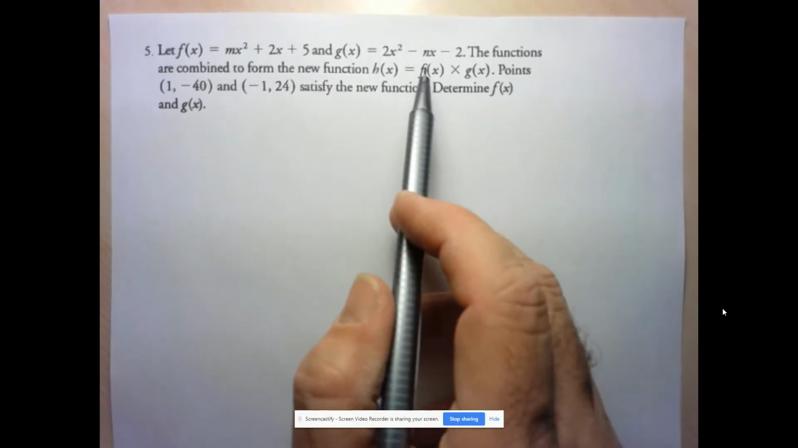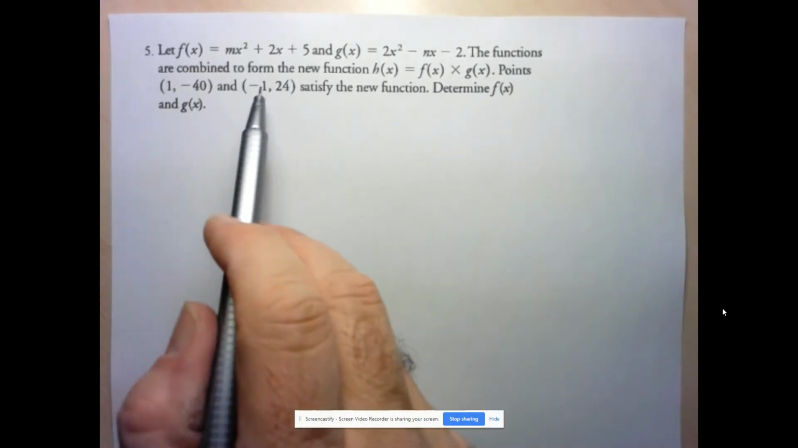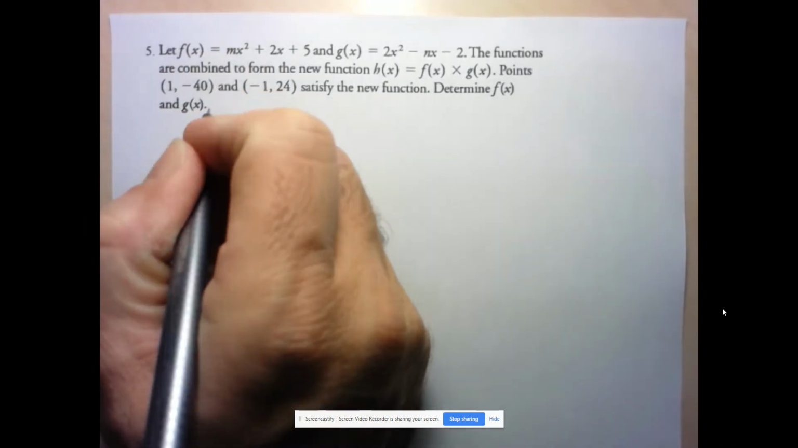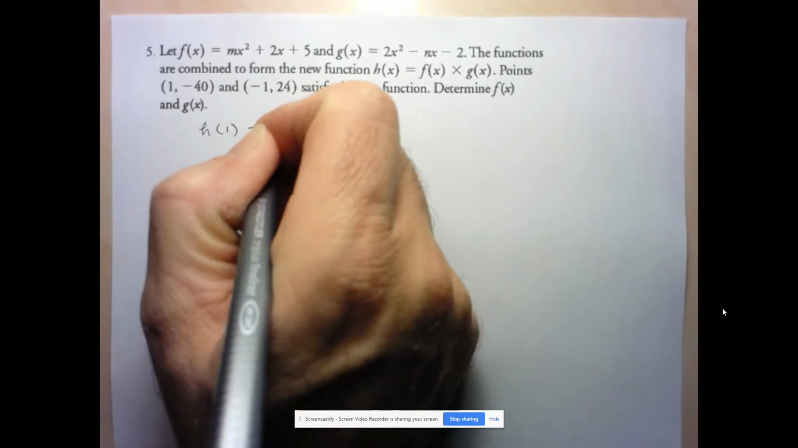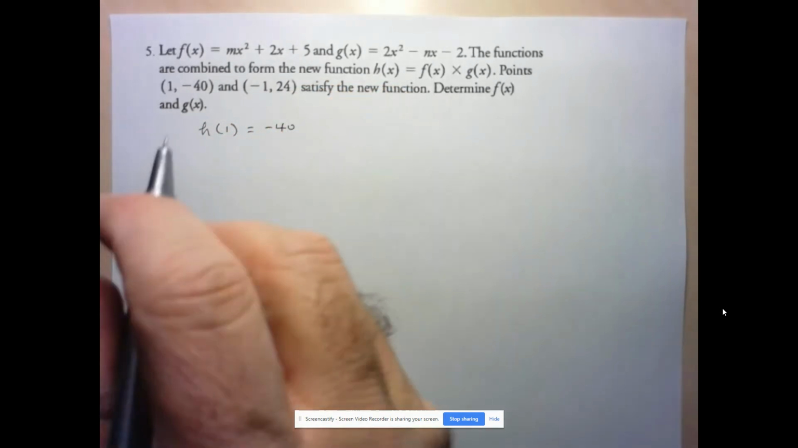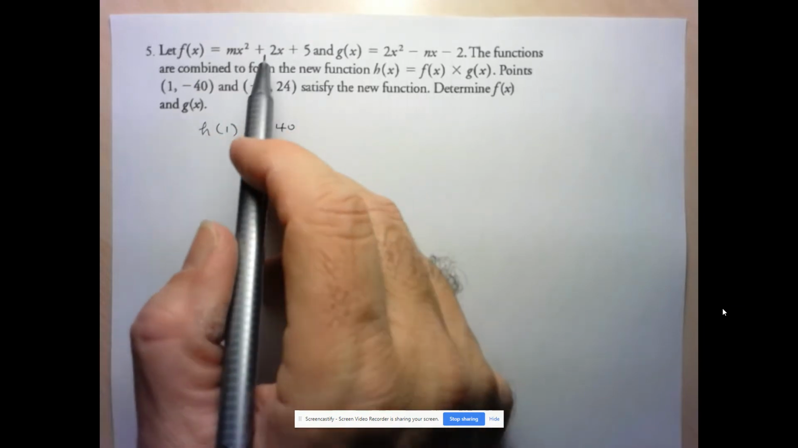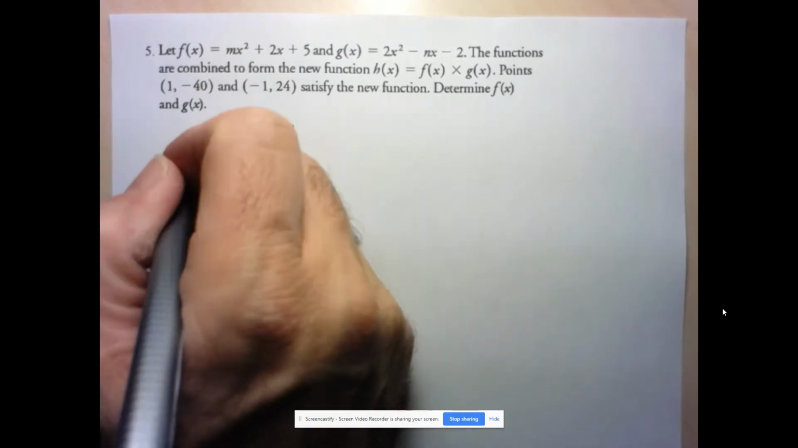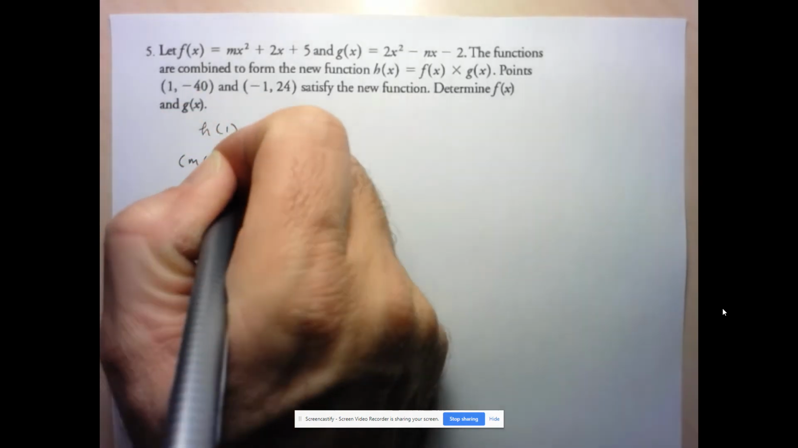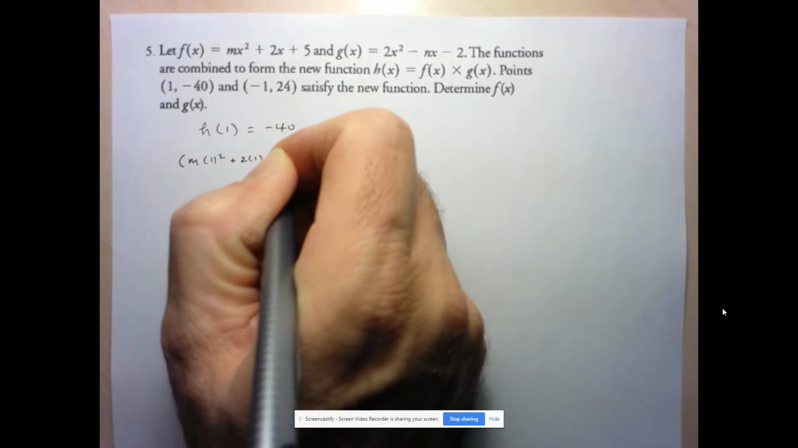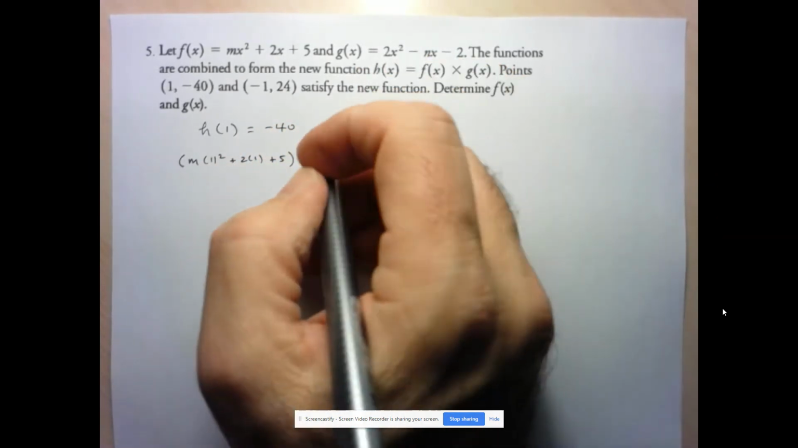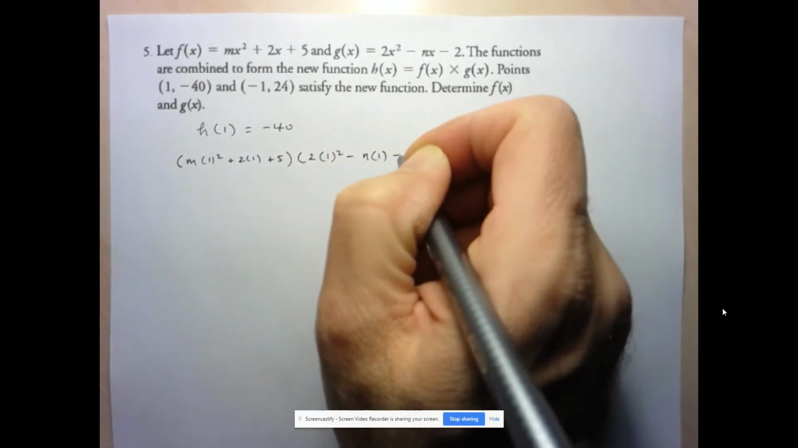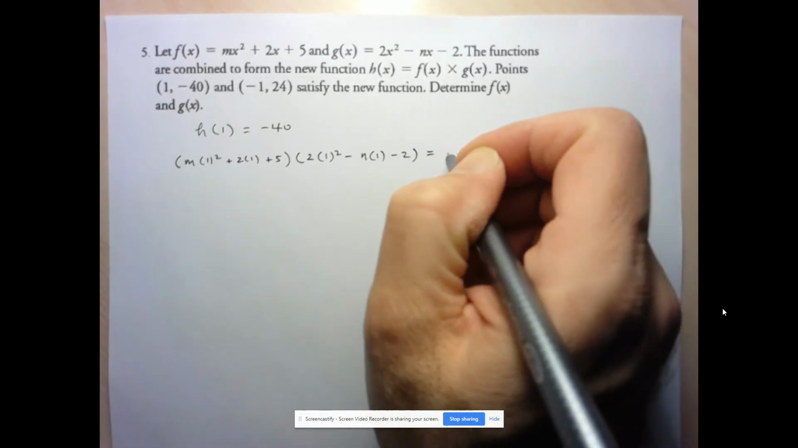First of all, I'm going to be working with h at x because that's the information that's given to me. And what I'm told based on this here is that h at 1 is equal to negative 40. So what is h at 1? Well, I'm just going to be inputting 1 into the product of these two functions. So f at 1 is going to be m times 1 squared plus 2 times 1 plus 5, times g, which is 2 times 1 squared minus n times 1 minus 2. And of course, all of that is equal to negative 40.